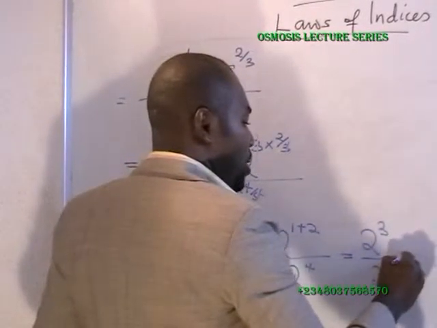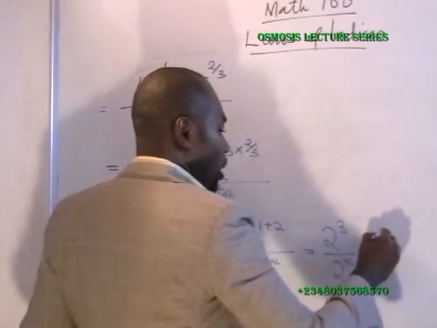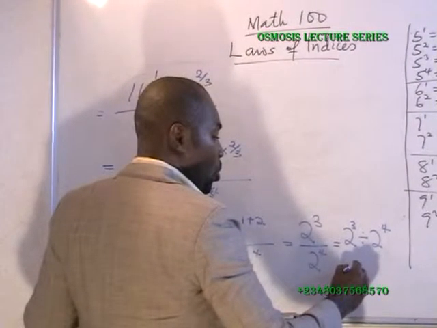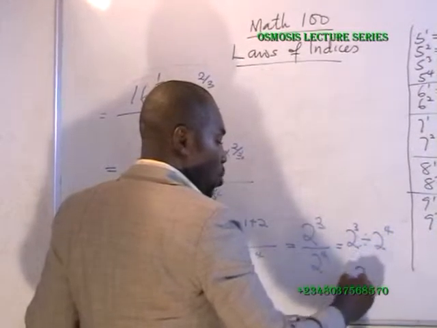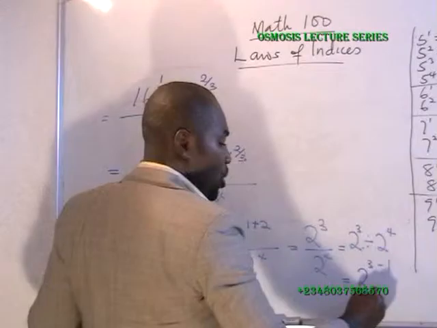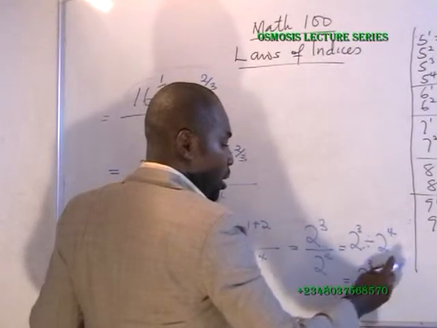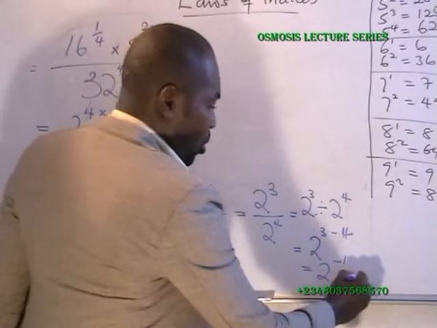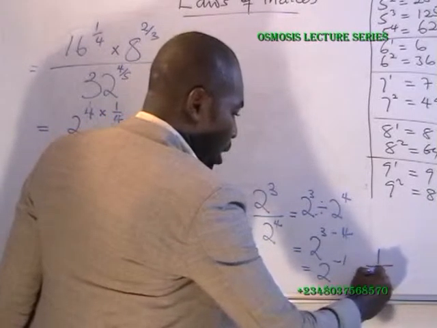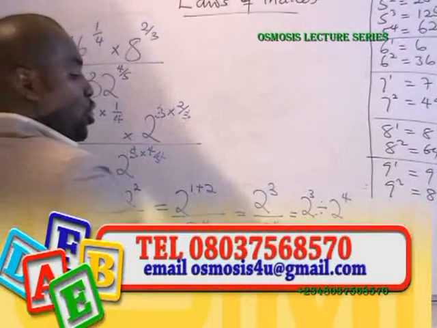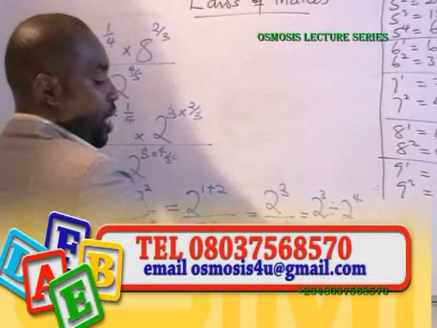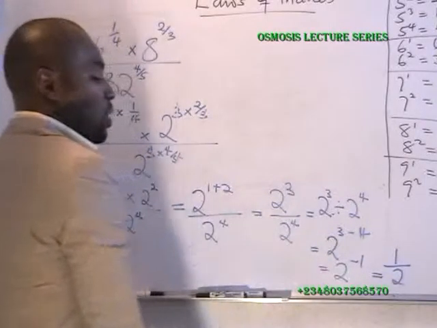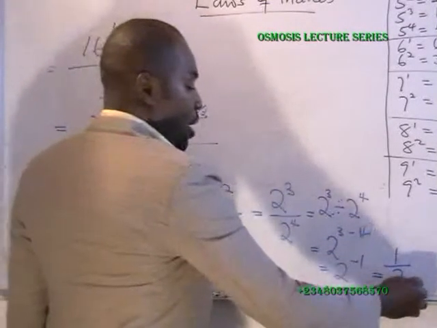And 2 raised to the power 3 over 2 raised to the power 4 is the same thing as 2 raised to the power 3 divided by 2 raised to the power 4, which is equal to, they have the same base here, we'll take 1, 2 raised to the power 3 minus 4, which is 2 raised to the power minus 1, which is 1 over 2. Because this is 2 raised to the power minus 1, to remove the negative sign it changes to 1 over 2 raised to the power 1, which is the same thing as 2. So the answer here is half.